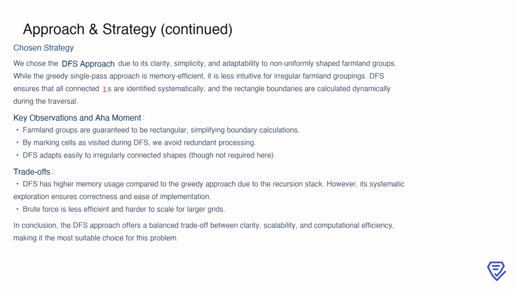A key observation is that farmland groups being rectangular simplifies boundary calculations significantly. By marking cells as visited during DFS, we prevent redundant processing and streamline the exploration. The trade-off, however, is higher memory usage due to the recursion stack compared to the greedy approach. Despite this, the systematic nature of DFS makes it scalable and reliable for a wide range of grid configurations. Therefore, it offers the best balance between computational efficiency and implementation clarity.